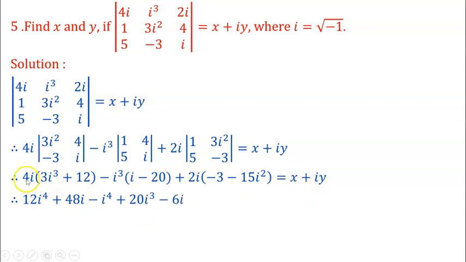Next, 4i into 3i cube, you will get here 12i raised to 4. 4i into 12, you will get here 48i. Minus i cube into i, you will get here minus i raised to 4. Next, minus i cube into minus 20, that is plus 20i cube. Plus 2i into minus 3, minus 6i. And the next, 2i into minus 15i square, minus 30i cube, and that is equals to x plus iy.